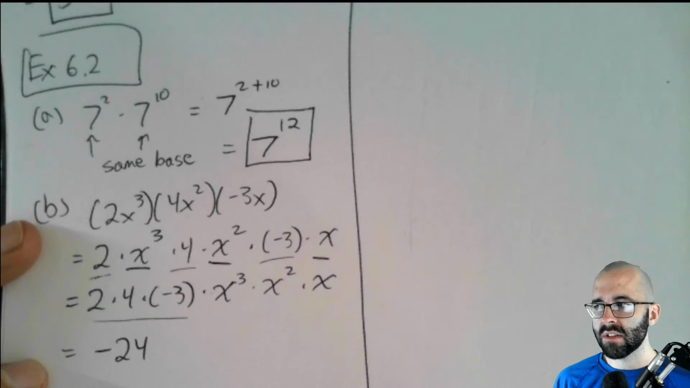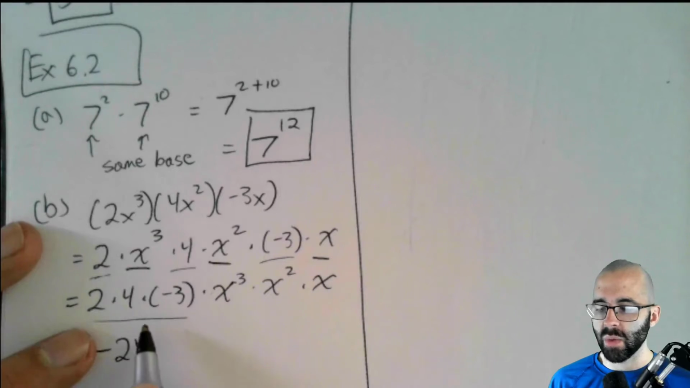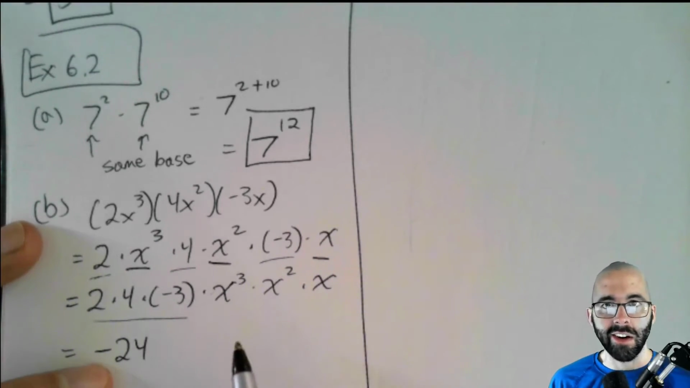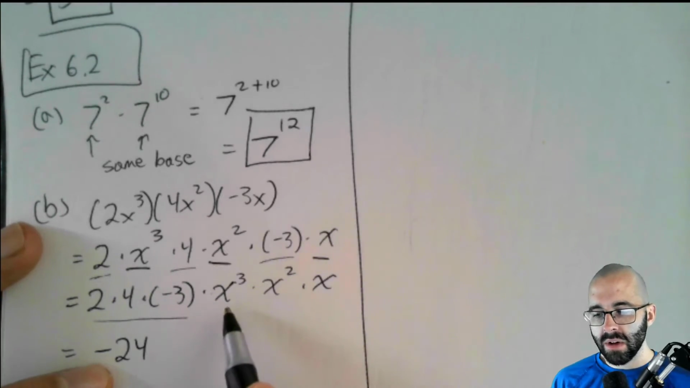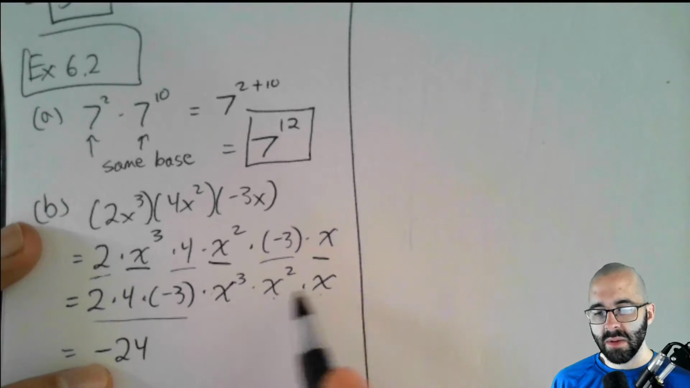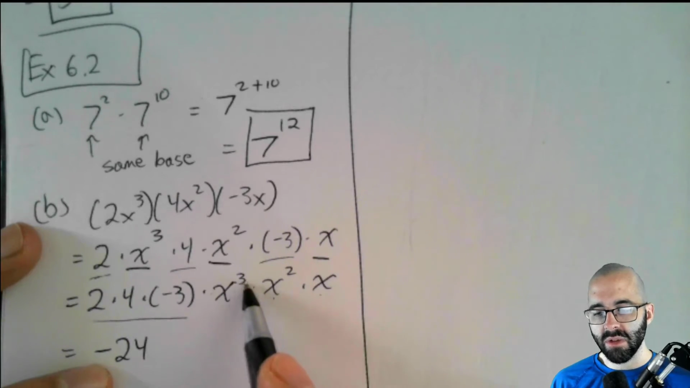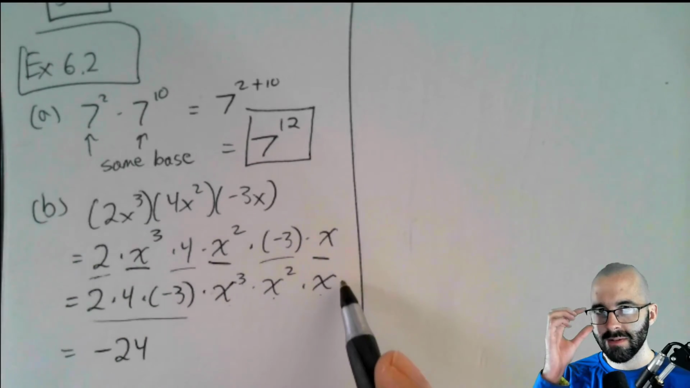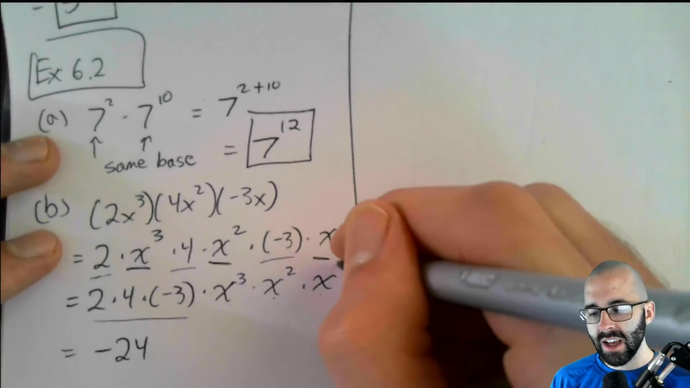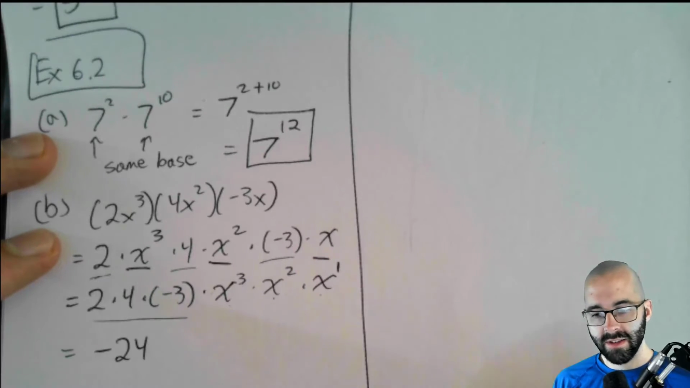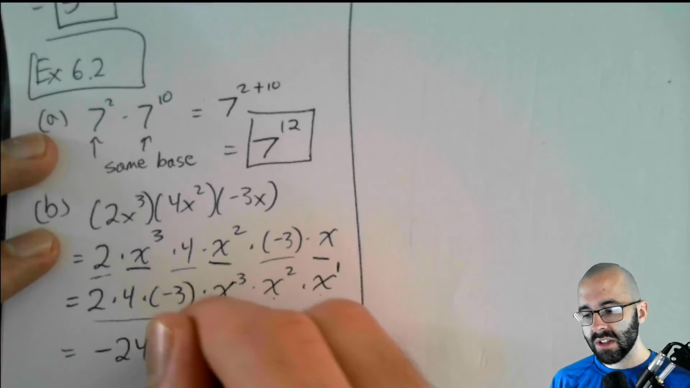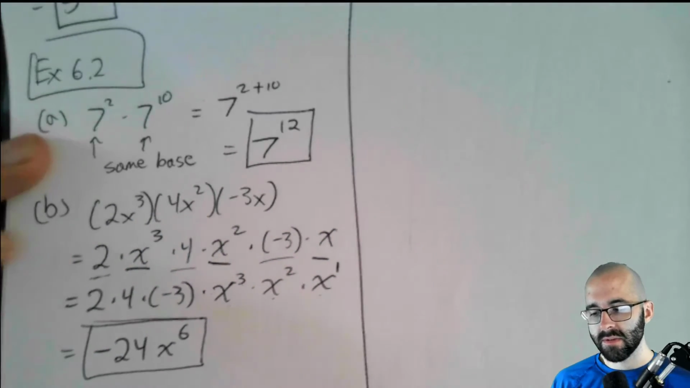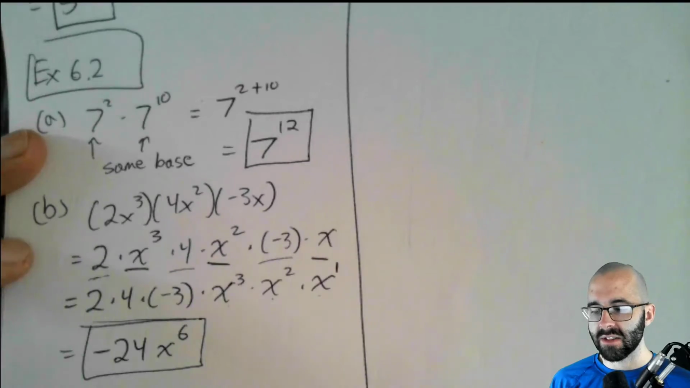Sometimes I underline things to show that I've dealt with them. So if you're wondering why I'm underlining this, because they became the negative 24, I only have to worry about the things that aren't underlined anymore. Now we just add the exponents because they all have the same base. This has an exponent of 3, this an exponent of 2. Does this have no exponent? Remember that this secretly has an exponent of 1, not 0. So when we add those together, 3 plus 2 plus 1 is 6. We get negative 24x to the 6 as our answer here.